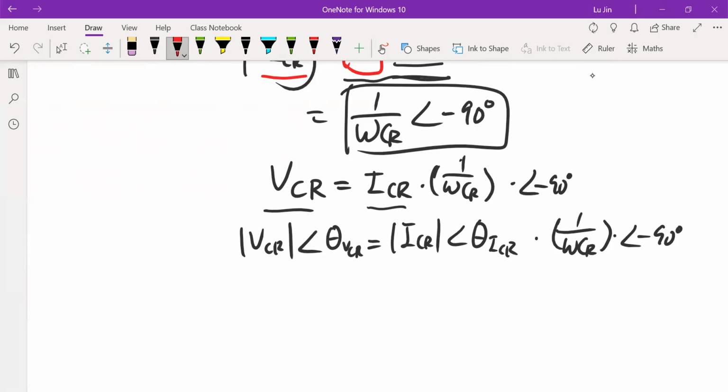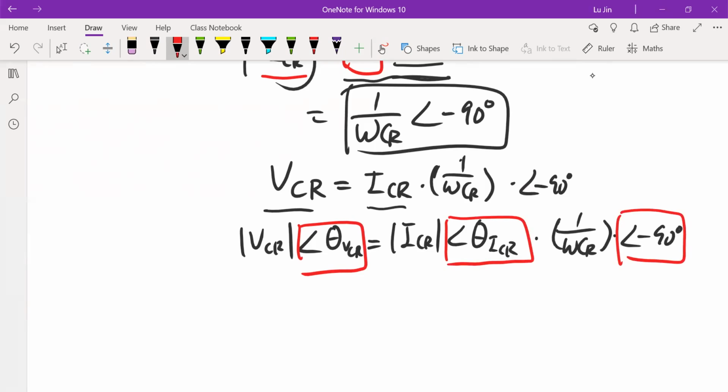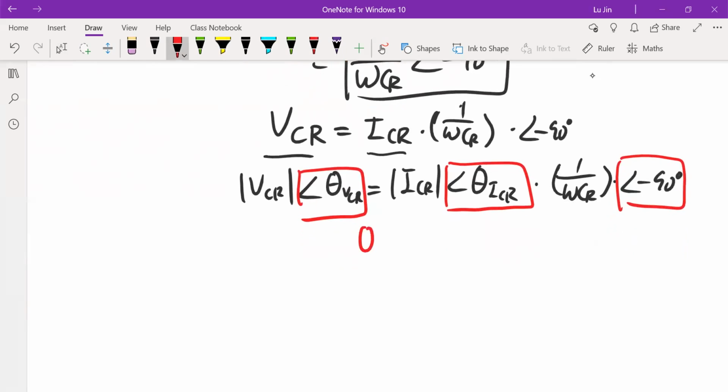Now, if you focus on the angle only, the voltage angle for the capacitor equals the current angle of the capacitor minus 90 degrees. So regarding the angle, we can write theta V_CR is equal to theta of I_CR minus 90 degrees. That means for this capacitor at the receiving side, the voltage angle should be 90 degrees lower than the angle of the current going through it.